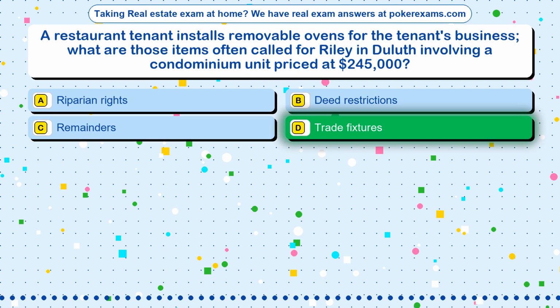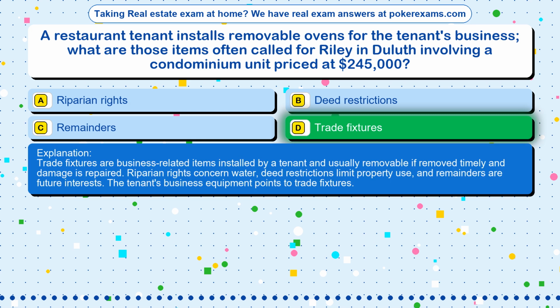The correct answer is option D, trade fixtures. Trade fixtures are business-related items installed by a tenant and usually removable if removed timely and damage is repaired. Riparian rights concern water, deed restrictions limit property use, and remainders are future interests. The tenant's business equipment points to trade fixtures.